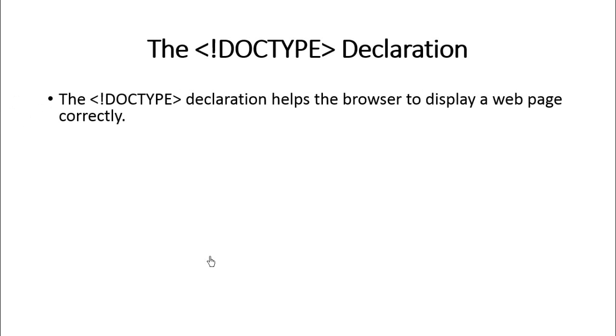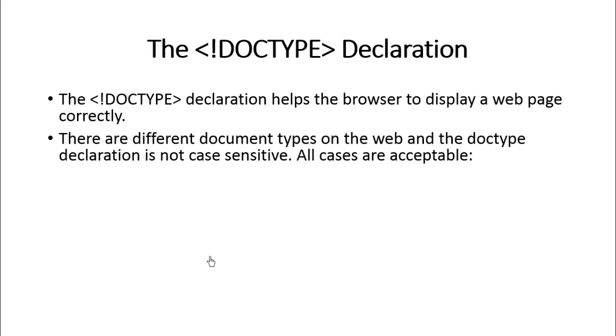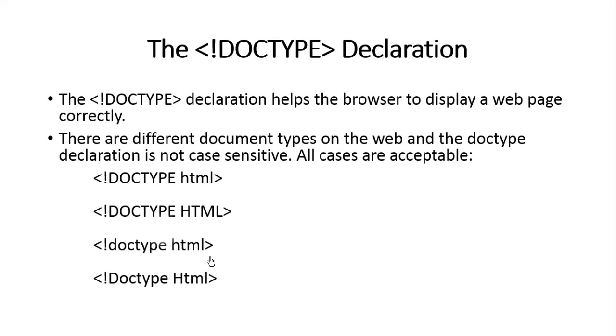The doctype declaration helps the browser to display the web page correctly. And there are different types of this doctype declaration which are not case sensitive. That is, you can use capital or small letters, uppercase or lowercase letters. Here, this is the same as this, and the same as this.